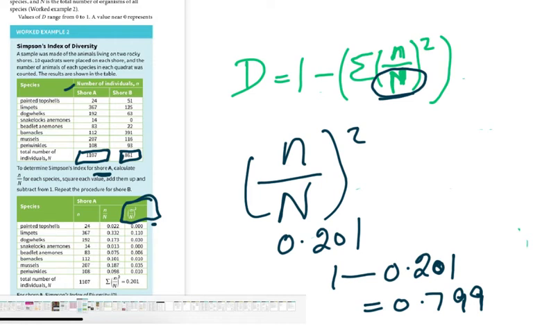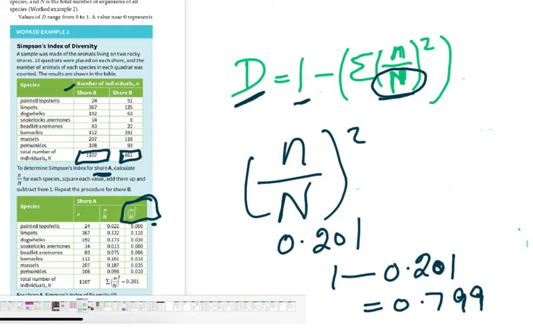So the more it is towards 1, it means that it has a high species diversity. But if it was towards 0, then it would be a low species diversity. So this is how you do the calculations. I just repeat myself. D is the diversity index. 1 minus the sum of small n over big N. Small n is the number of each organism. Big N is the total. So in this situation in which we did shore A, the total was 1107.